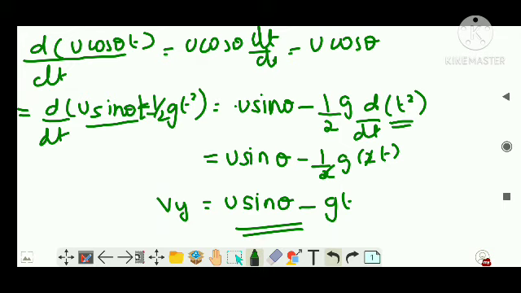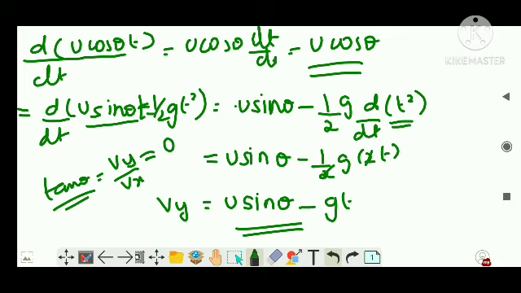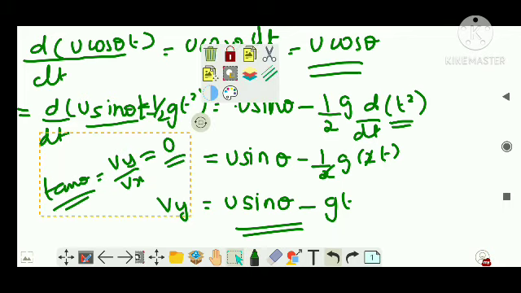Final velocity in y direction is u sin theta minus gt, and u cos theta is final velocity in x direction, right? And at maximum height, if someone is asked what is tan theta, I'm just giving an example, you will write it as vy by vx, right? And at maximum height vy is 0, so tan theta will be 0. If someone is asking you, you can tell that answer like this.